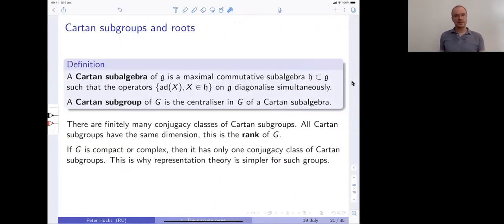There are finitely many conjugacy classes. So what's important is the conjugacy classes of Cartan subgroups. There are finitely many, and they all have the same dimension. And the dimension of a Cartan subgroup is the rank of the group. Now, I would say the reason why the compact and complex cases are easier than the third case is that for a compact or a complex Lie group, there's only one conjugacy class of Cartan subgroups. And that really simplifies things a lot. So the interesting bit of the theory is how to handle different Cartan subgroups, different conjugacy classes of Cartan subgroups.